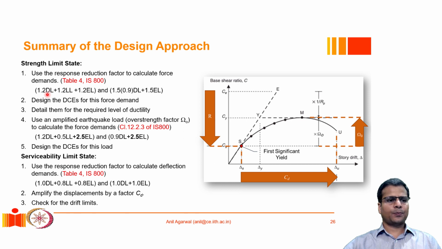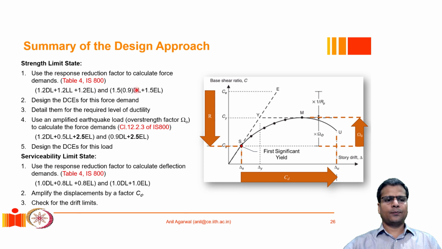First combination is 1.2 times dead load, 1.2 times live load, and 1.2 times earthquake load. These are given in IS 800. The other combination is 1.5 times the dead load and 1.5 times the earthquake load. This time we don't take any live load. Another combination would be when we reduce the amount of dead load from 1. It is 0.9 dead load plus 1.5 earthquake load.